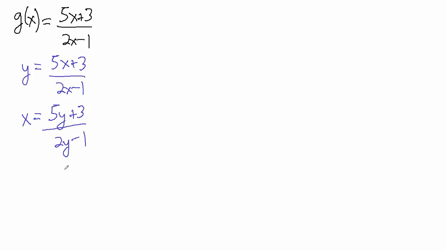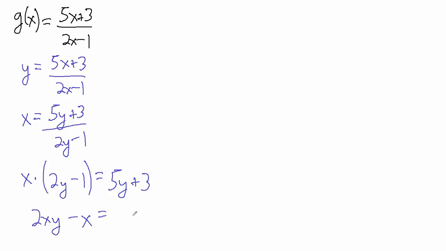So the very next thing that we need to do is multiply both sides by 2y minus 1. So that's going to give us x times the quantity 2y minus 1 equals 5y plus 3. Okay, so if we multiply both sides of this equation here by 2y minus 1, we get x times the quantity 2y minus 1 equals 5y plus 3. Now, the next thing that we have to do is distribute the x. So x times 2y gives us 2xy, and then minus 1 times x gives us minus x. And then that equals 5y plus 3.